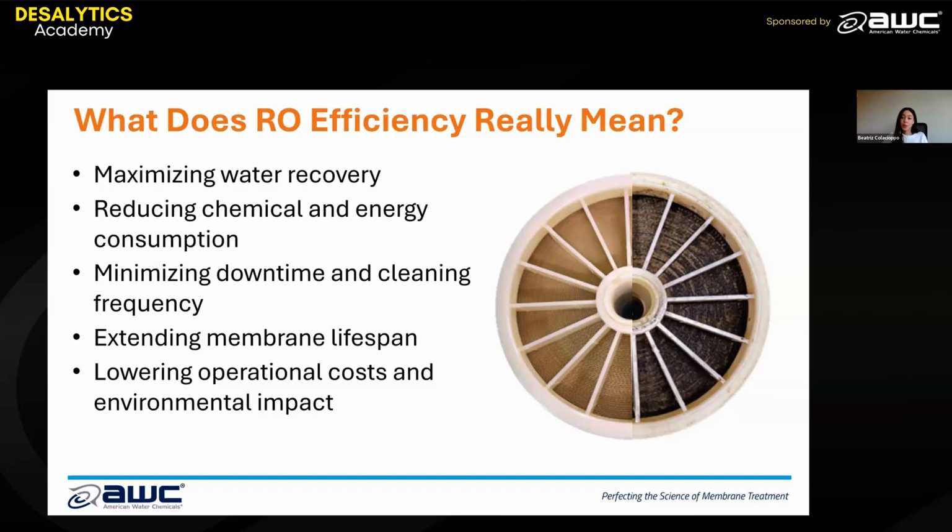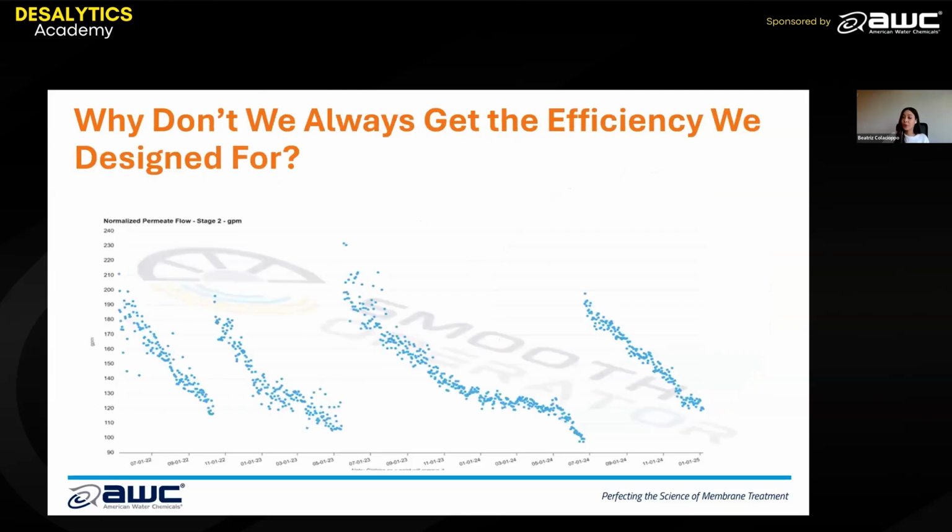There's more than just one way to be efficient. We often think about increasing recovery, which is certainly true. There's a lot of different parameters you want to look at. You want to look at chemical consumption, energy consumption, downtime, the amount of time we're cleaning, operational costs, but also environmental impact. The question becomes, if these are the goals that we're designing for, how come systems often don't perform in this way? They're not usually performing at the efficiency level that they're designed for. In practice, they usually fall short of that.